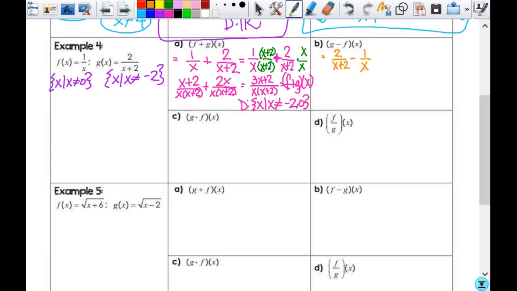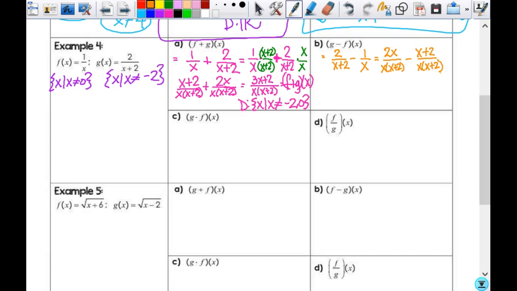I don't get to just subtract the numerator and subtract the denominator. We at least know that that doesn't work, right? So now I'm going to have to get the common denominators again, just like I did over there. This one has to get multiplied by x over x. This one has to get multiplied by x plus 2 over x plus 2. So this becomes 2x over x times x plus 2 minus, and then this gets multiplied by x plus 2 over x times x plus 2.